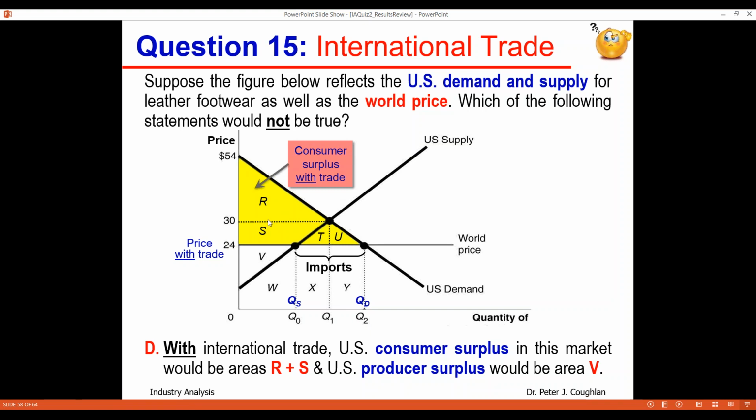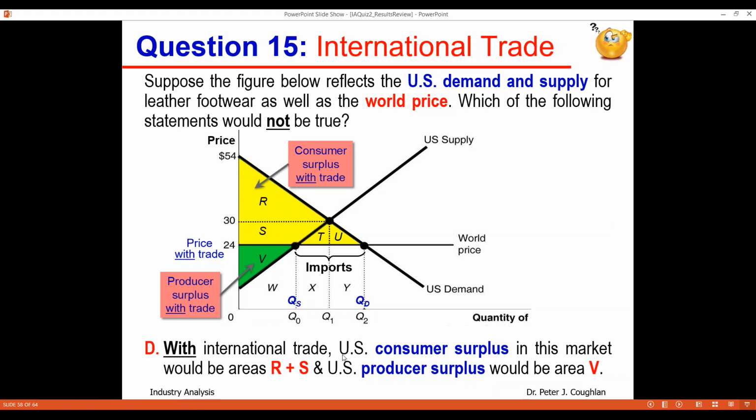This is the area above the price, below the demand curve, up to the quantity being consumed. What about producer surplus? Well, again, producers are producing quantity Q0 at a price of 24. So producer surplus with trade is that area there, because it is the area below price, above the supply curve, up to the quantity actually produced. Consumer surplus is in yellow, producer surplus is in green. So consumer surplus is R plus S plus T plus U, and producer surplus is V.